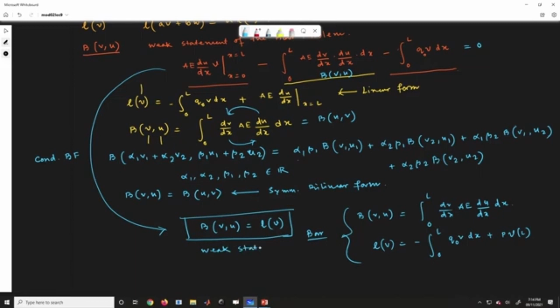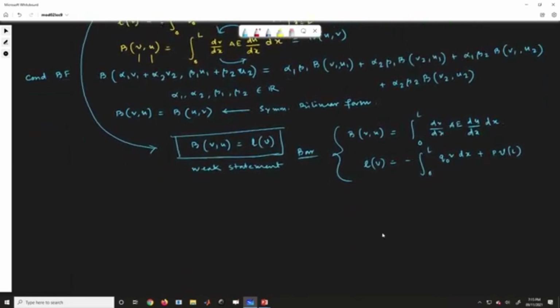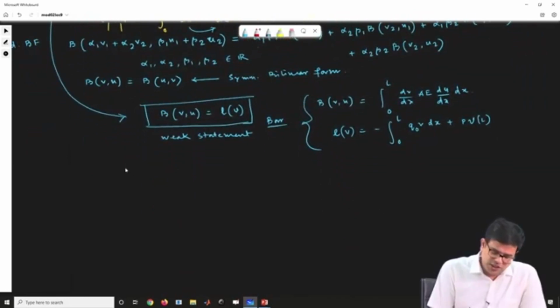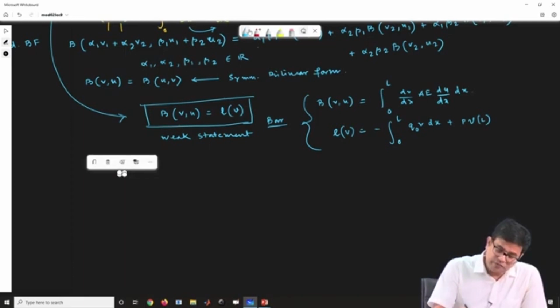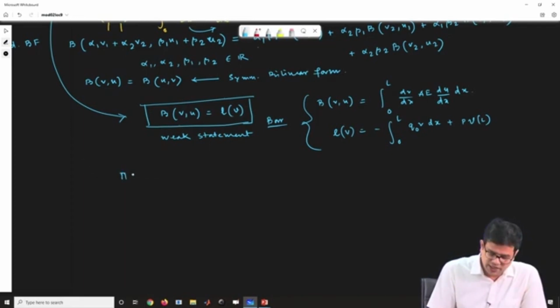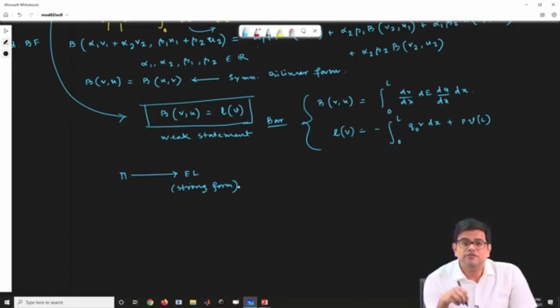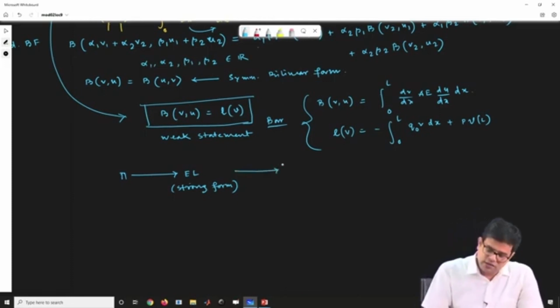So I stop here. We learn mainly three things here. One is that we learn what the strong form is. The strong form comes from the energy minimization, the potential energy minimization. If this is the potential energy, we get the Euler-Lagrange equation, which is nothing but the strong form, including the boundary condition.